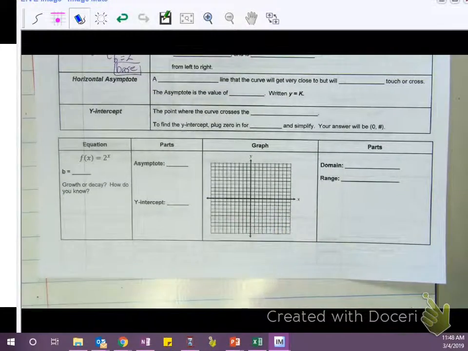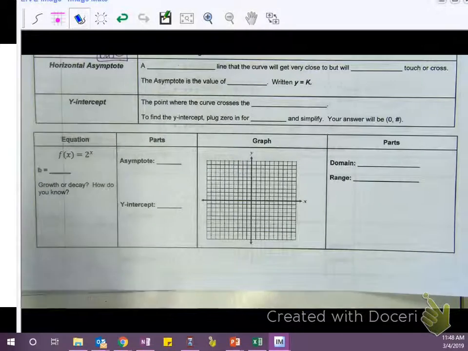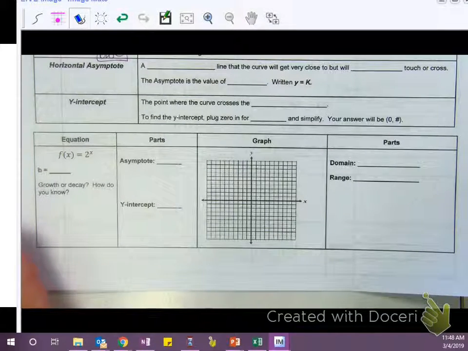So now we're going to look at this. We're looking at f of x equals 2 to the x. So what is the base? Look at the general form we just looked at. The number that is raised to an exponent, an exponential power, is the base. What's the base? 2. Is this growth or decay? Growth. And why? Because it's going up.